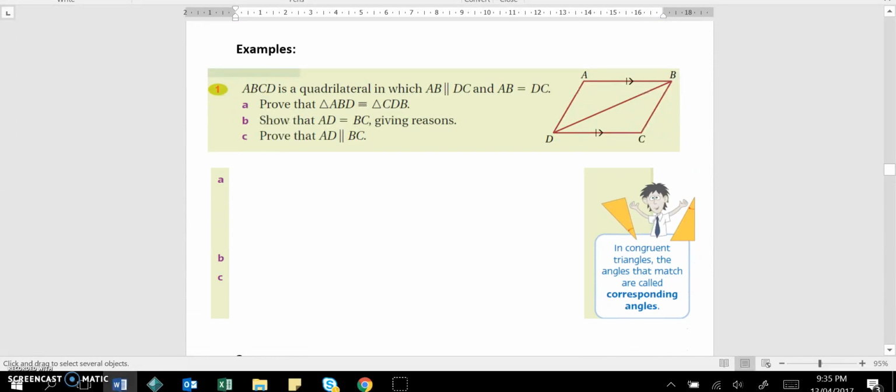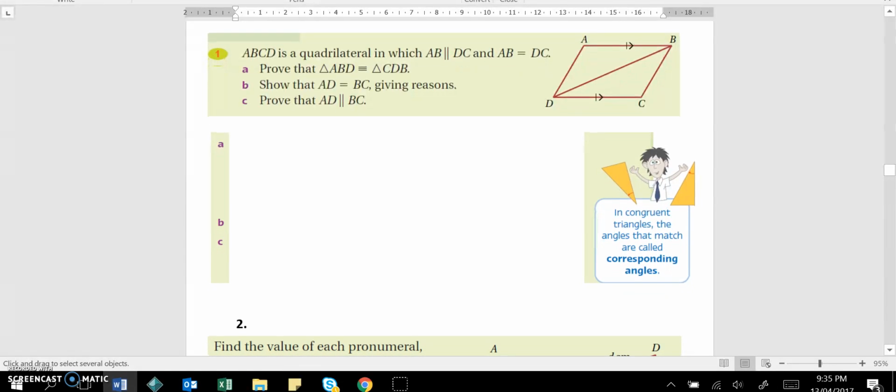All right, let's quickly go through some of these examples together. The first one gives you a picture, and it says ABCD is a quadrilateral in which AB is parallel to DC. That's labeled here with the little arrows. And AB equals DC, that's labeled with the markings. It says prove that triangle ABD is congruent to. So remember this symbol here means is congruent to. This symbol means parallel to. If you didn't know that, you need to write that down. The 3 horizontals is congruent to, and the 2 verticals is parallel to.